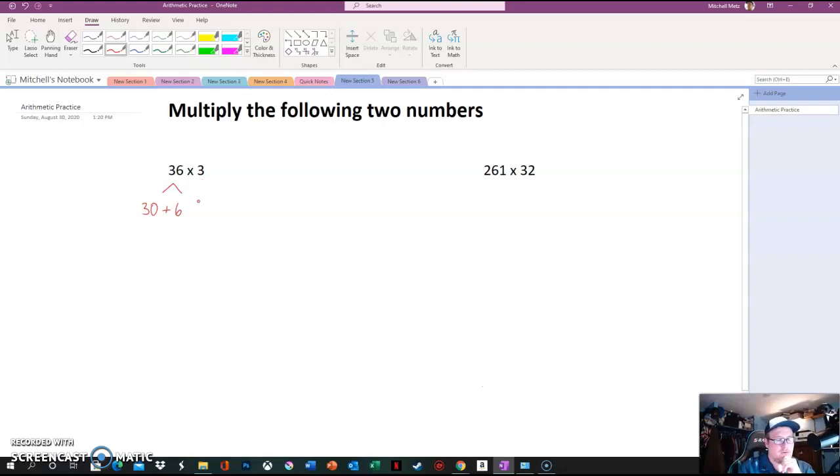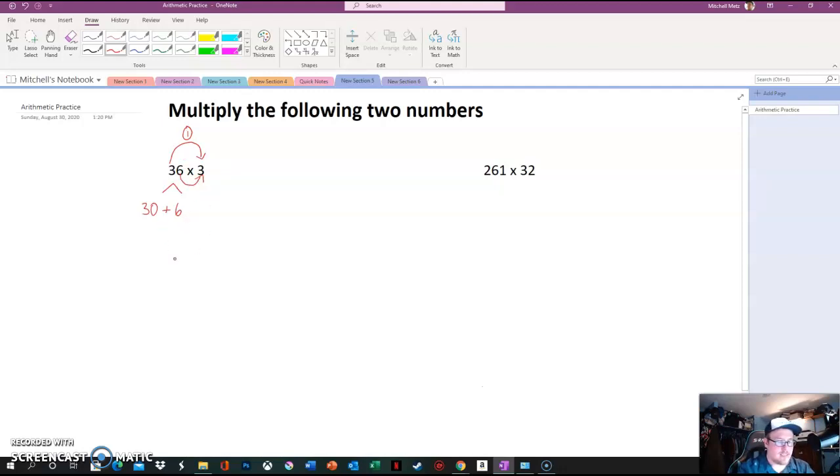Now all I need to remember is that I need to multiply every single place value from both numbers by every other place value in the other number. In this case, I have a tens place and a ones place, and I have a ones place here. So as my first step, I multiply my tens place times my ones place. And then as my second step, I multiply my ones place times my ones place.